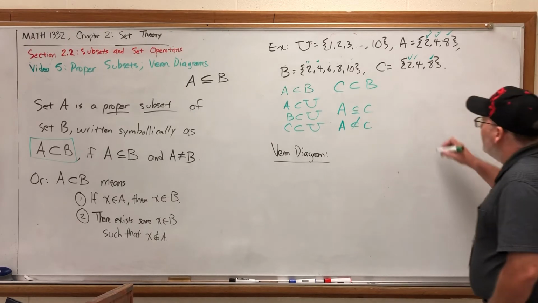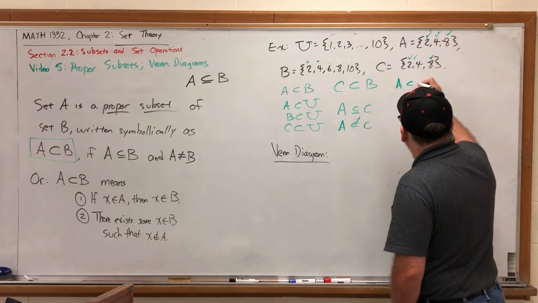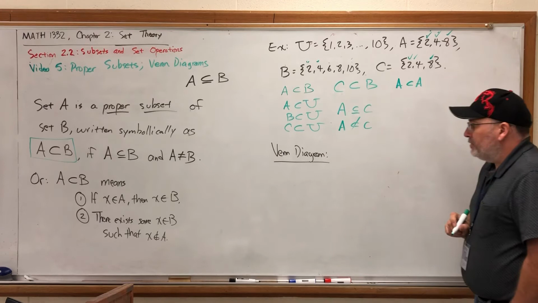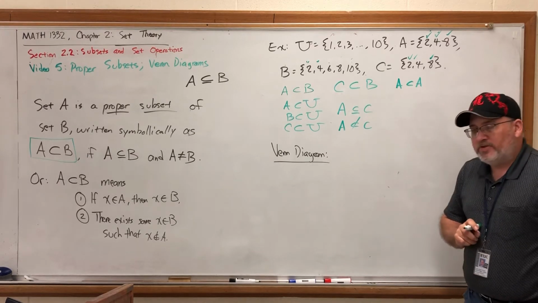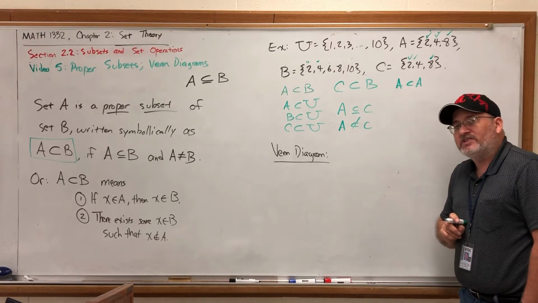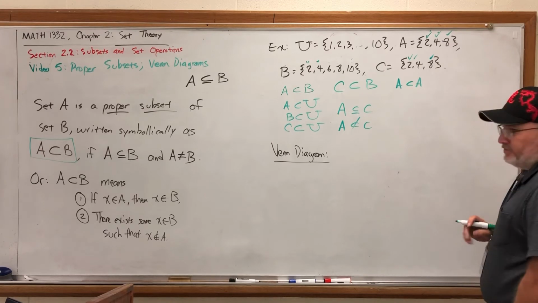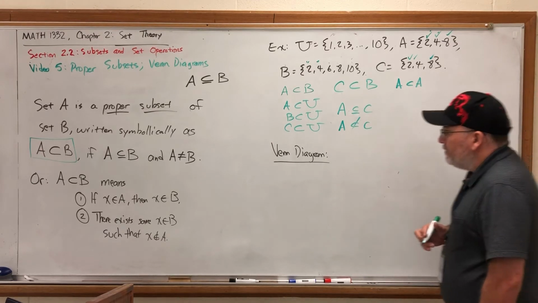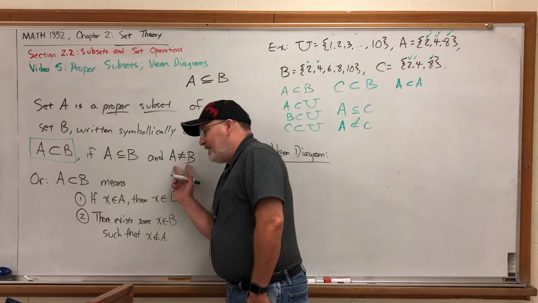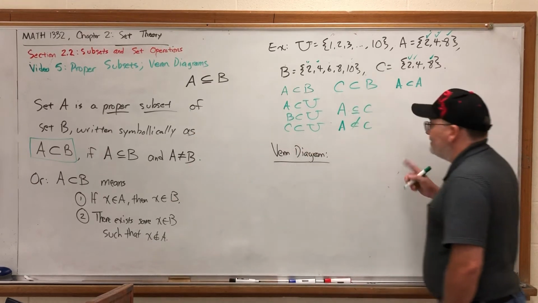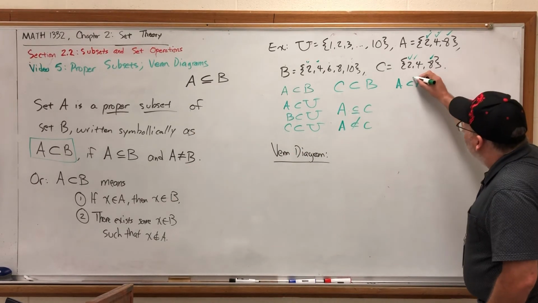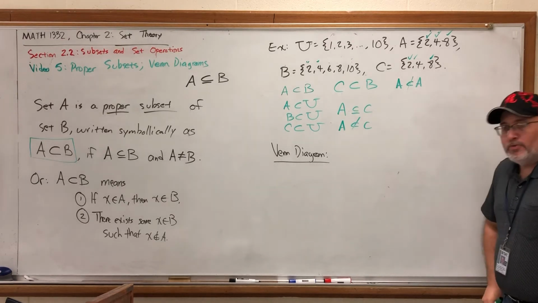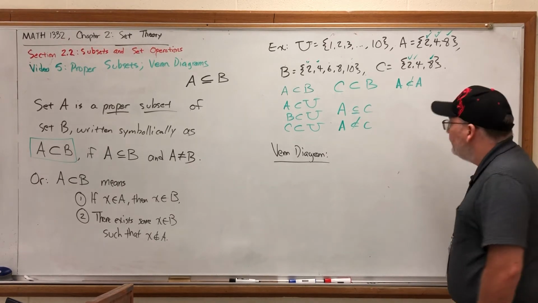Is A a proper subset of itself? Well, it's clearly a subset of itself. That was one of the observations that we made at the end of the last video, or during the last video. But being a proper subset means that you can't be equal, and I think it's pretty obvious that A is equal to itself. So no set is a proper subset of itself.